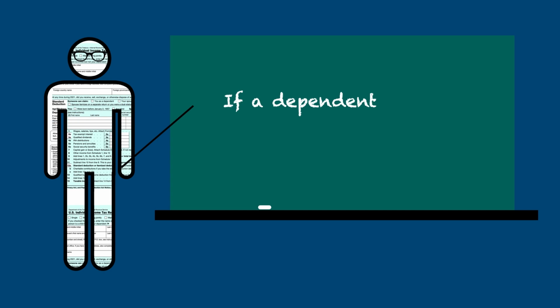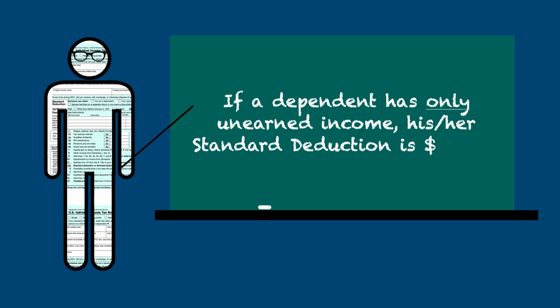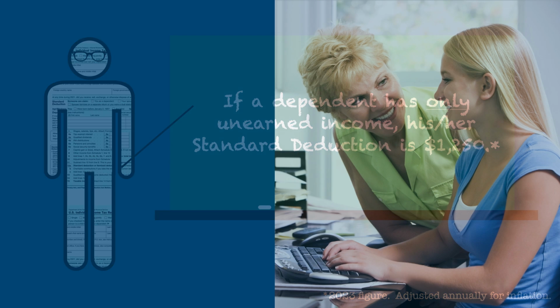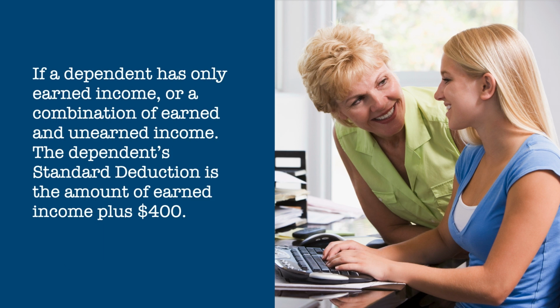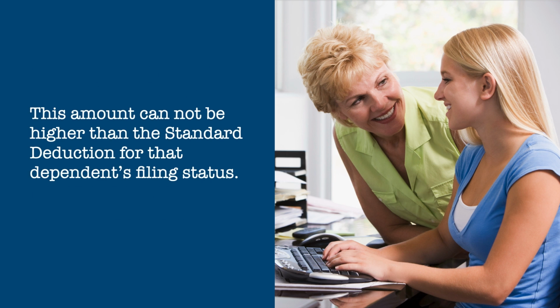If a dependent has only unearned income, his or her standard deduction is $1,250. If a dependent has only earned income, or a combination of earned and unearned income, the dependent's standard deduction is their amount of earned income plus $400. But this amount cannot be more than the standard deduction for the dependent's filing status, which is usually that of a single taxpayer, or currently $13,850. At this point, some examples are in order.